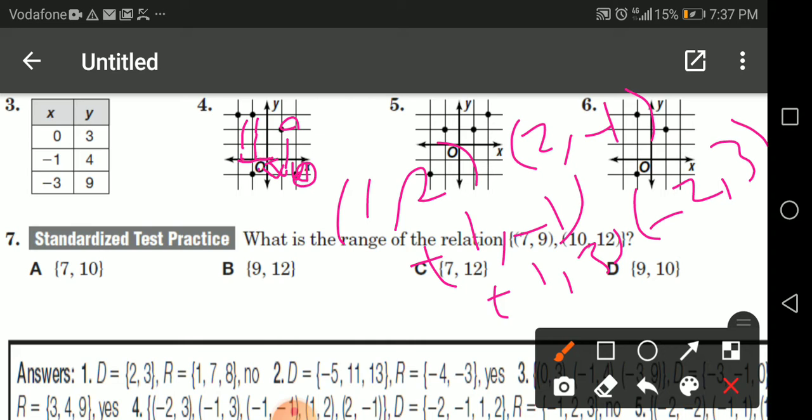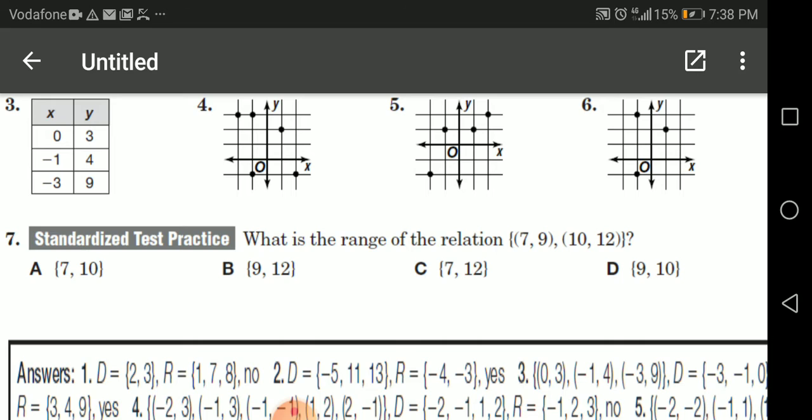Okay, after doing so, I write the domain for the x-axis, then the range for the y-axis. Okay, guys, is it easy now? I think it is. Okay.